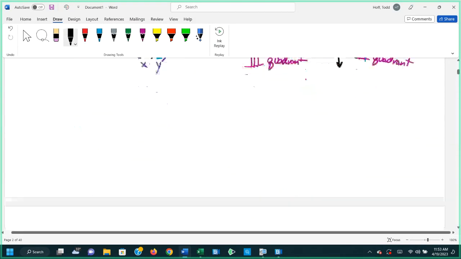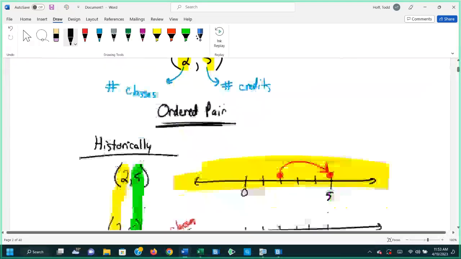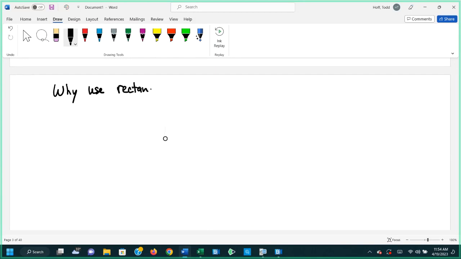So the question comes up, why do we care? Why is it important to know? Why do we use rectangular coordinates? Well, rectangular coordinates can be adapted for a lot of different uses. One of them, a simple use that many people will run into, is maps.